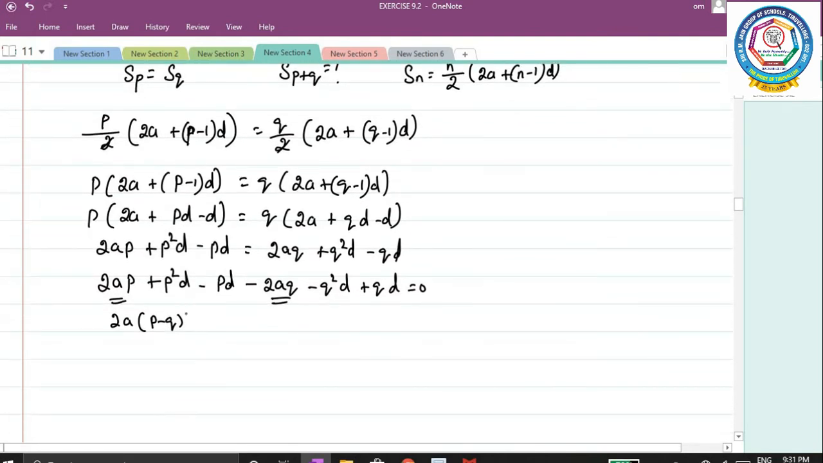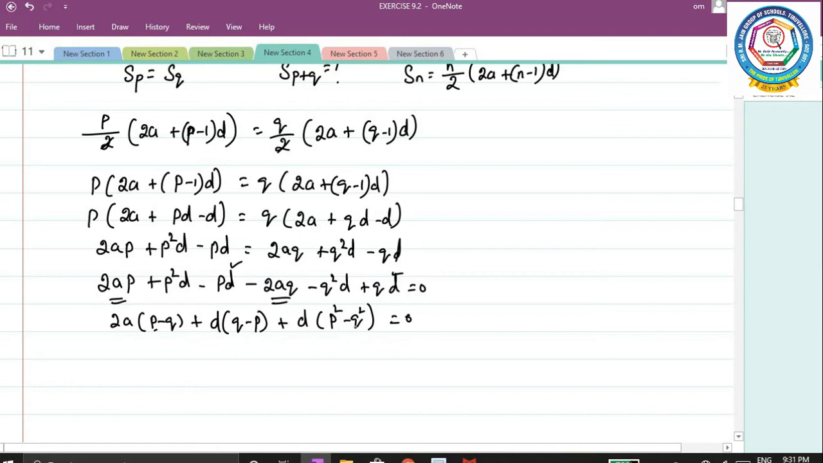Here if I take d here, I will get q minus p. Next here p square minus q square. If I take d here, p square minus q square equal to 0. So here p minus q, here is a square, b square minus q square.